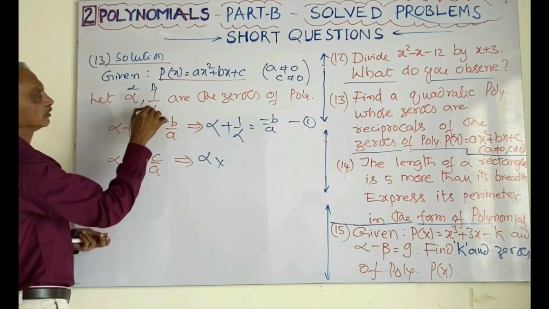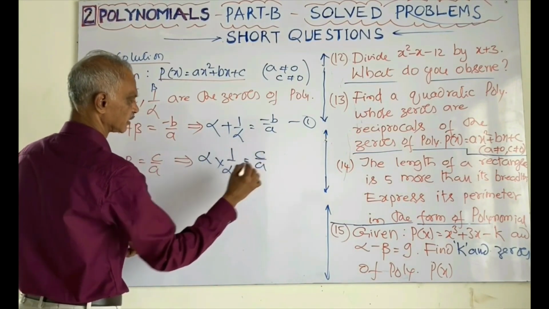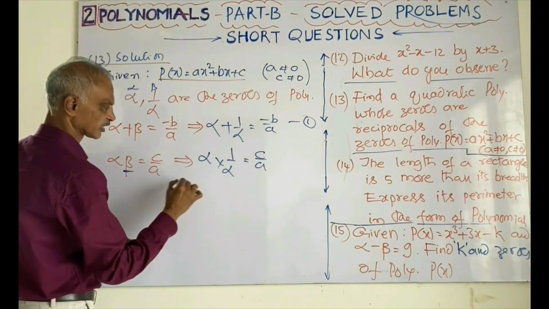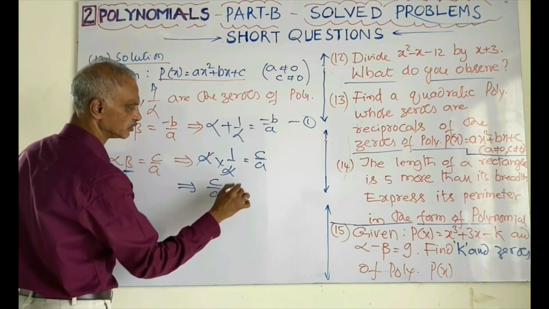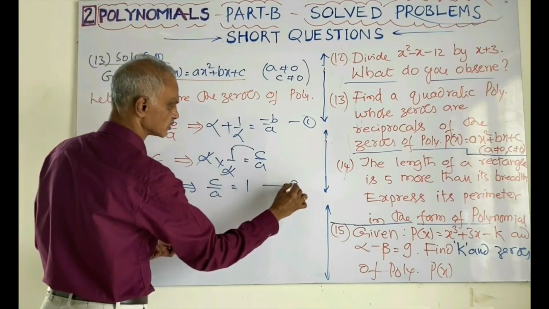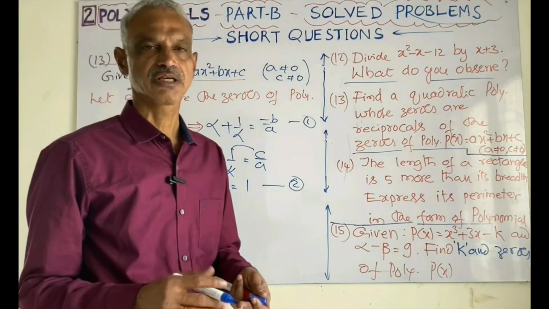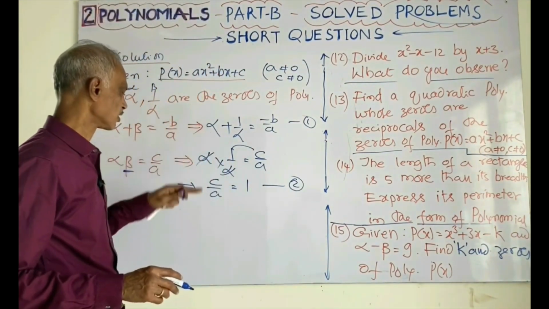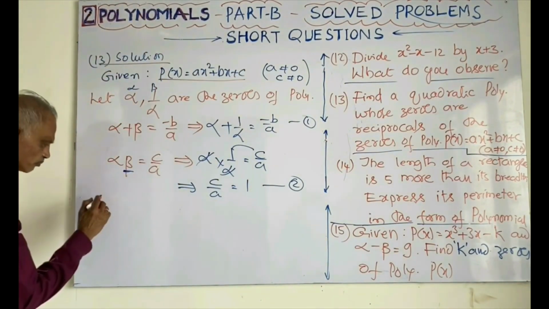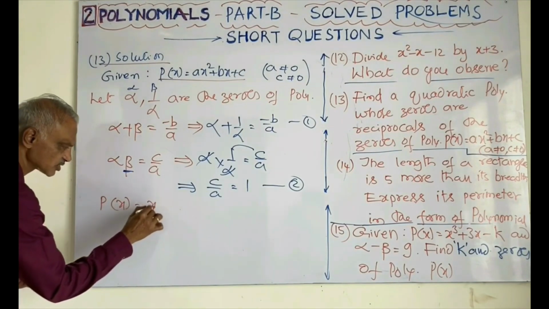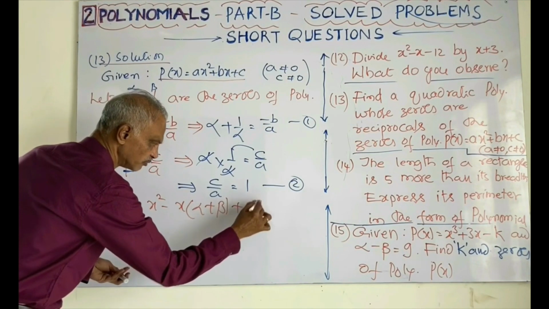What is beta here? It is 1 by alpha, so alpha into 1 by alpha is equal to c by a. Here you see alpha cancels. You get c by a is equal to 1. This is number 2. And what is the quadratic polynomial when we know the sum of zeros and product of zeros? P of x is equal to x square minus x into alpha plus beta plus alpha beta.